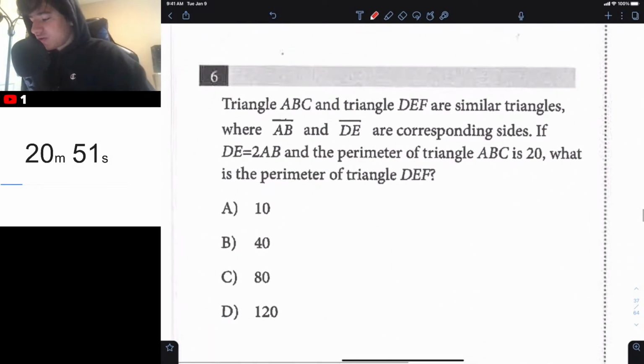Triangle ABC and triangle DEF are similar triangles where AB and DE are corresponding sides. If DE equals 2AB and the perimeter of triangle ABC is 20, what is the perimeter of triangle DEF?